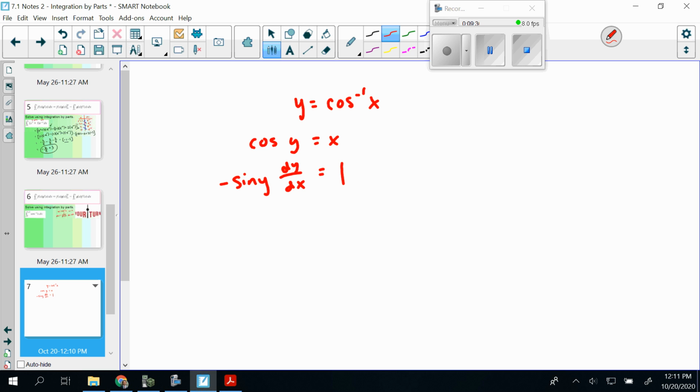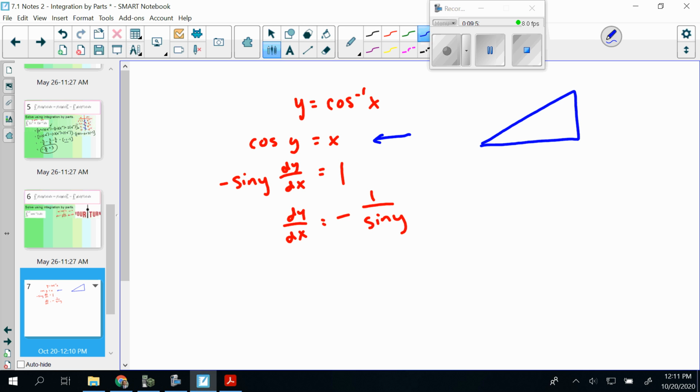To solve for that, we divide, so our derivative dy dx here would be negative 1 over sine y. And then to figure out what the sine y equals, think about the triangle that goes with this here.